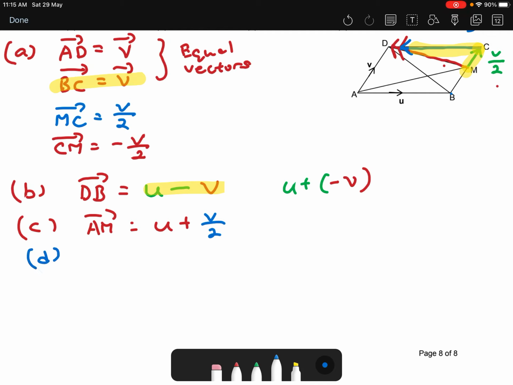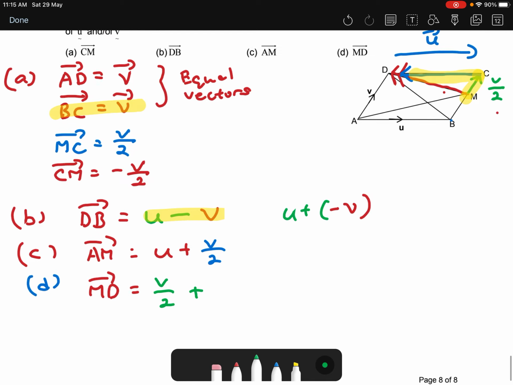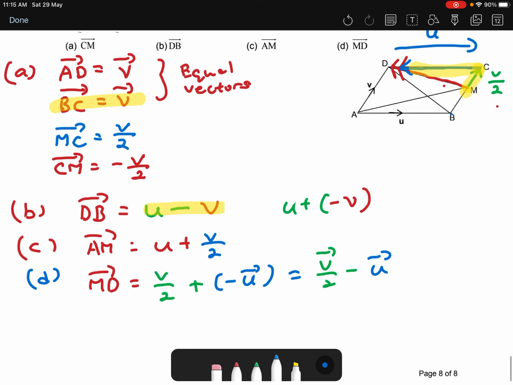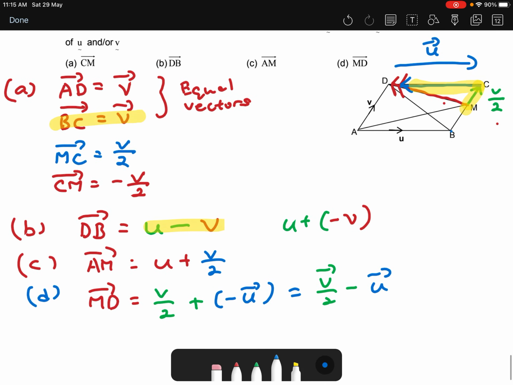So MD will be MC plus CD, equal to V over 2 plus negative U. So it should be V over 2 minus U. Alright, so this will be your answer for MD.